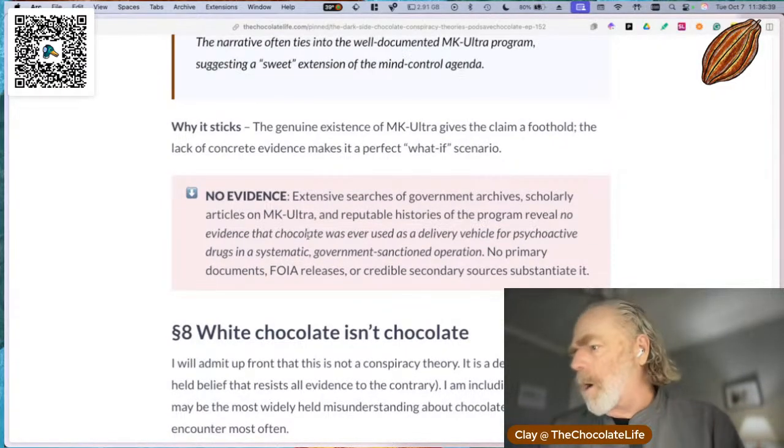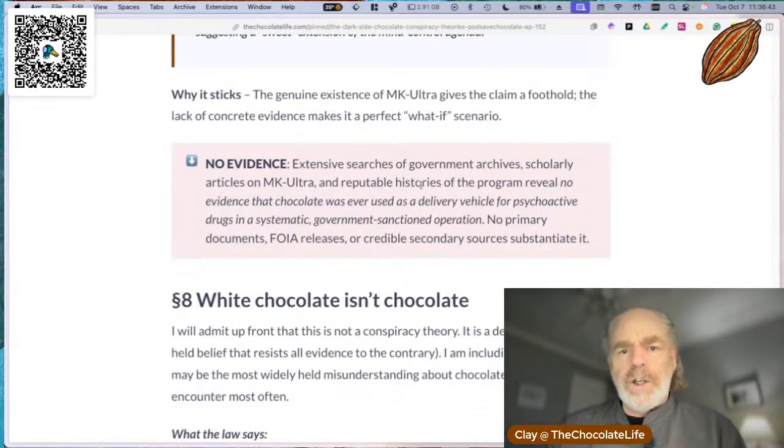And I may have the wrong color here. This may need to be red. Extensive searches of government archives, scholarly articles on MK Ultra, and reputable histories of the program reveal no evidence that chocolate was ever used as a delivery vehicle for psychoactive drugs in a systematic government-sanctioned operation. No primary documents, FOIA releases, or credible secondary sources substantiate this claim. So much as we like to rail against the government and mind control programs and super soldier programs and things like that, it doesn't appear as if chocolate, especially not the D ration, was ever an actual thing, right? So there's no evidence of a conspiracy theory for this, which you can debunk.